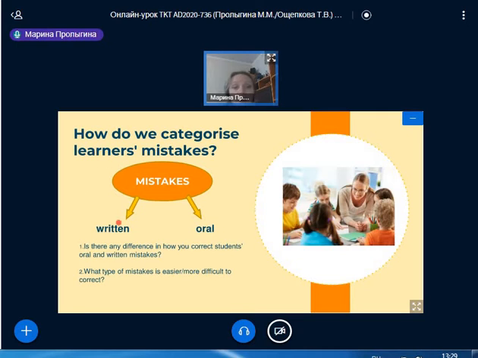So we can divide them into written mistakes and oral mistakes. And now I'd like to ask you, is there any difference in how you correct students' oral mistakes and students' written mistakes? And what type of mistakes is easier or more difficult for you to correct and to deal with? Could you please speak up about it? Just on that topic, okay?